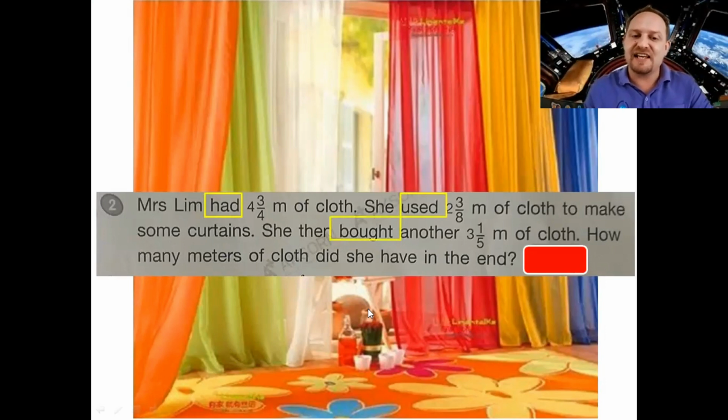So let's think about this. She started with 4 3/4. Then she took away 2 3/8. And then she bought some more. She got some more 3 1/5 meters of cloth. How much, or how many meters of cloth does she have altogether at the end? Okay, good. Number 3. Ooh, end I put 2. All right, so that means total at the end.